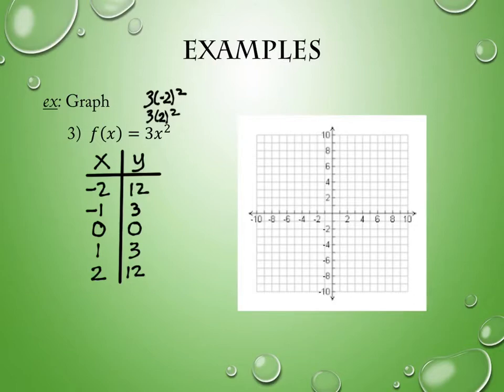So let's plot those. Negative 2, 12. I don't have a 12 on my graph, so I'm going to have to extend my line up here. Sorry about that. Negative 2, 12. Negative 1, 3. 0, 0. 1, 3. And 2, 12.